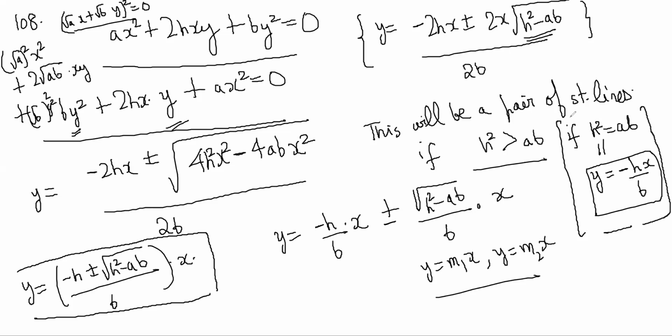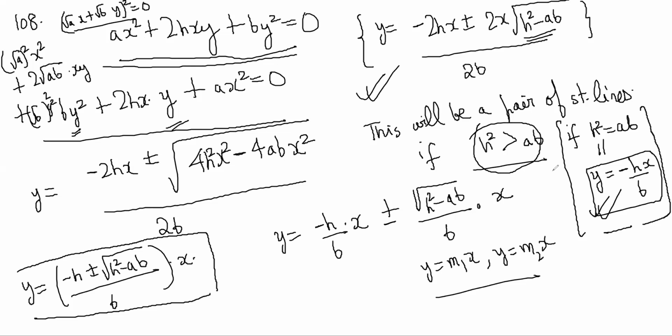So you are solving this for y and you get this thing, and once you get this thing you can say that it will be a pair of straight lines if h square is greater than ab, and if h square is equal to ab it will be pair of straight lines which are identical to each other, the same line. It's one line only, but it has been squared and the equation is square of it, right? Okay, so that is this article. When h square is less than ab, then there is no pair of real straight lines, right?